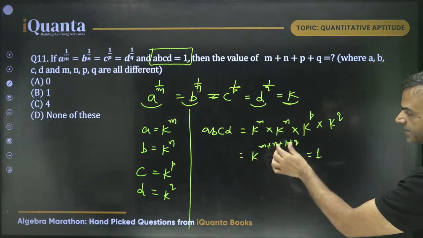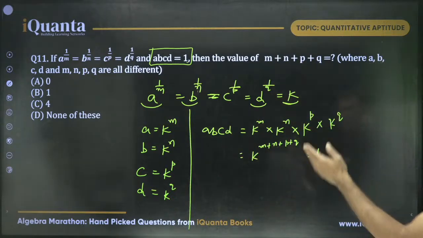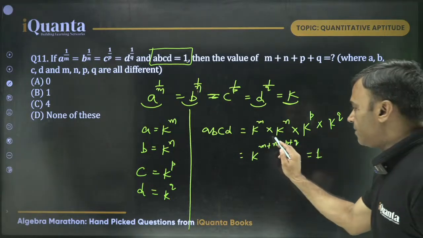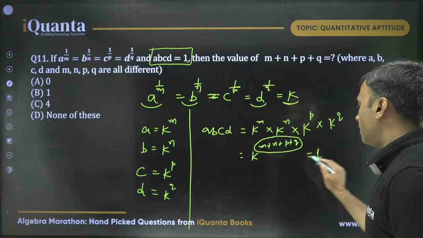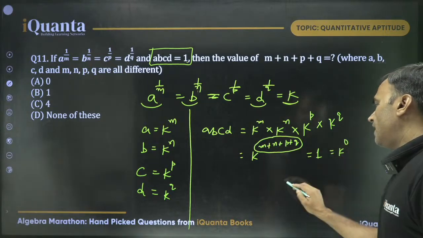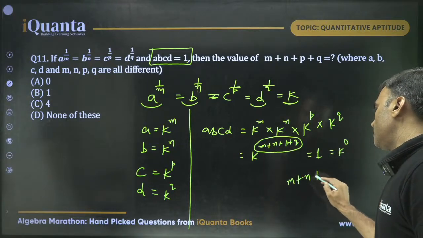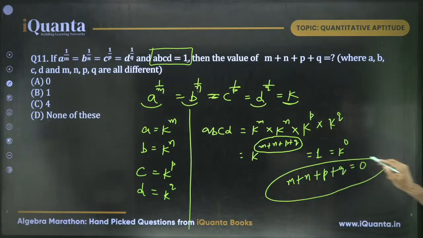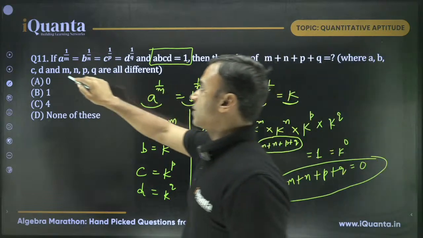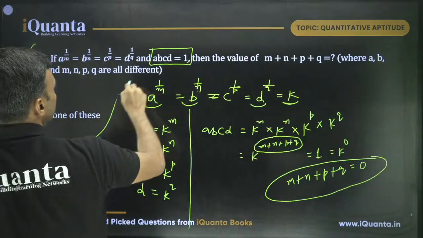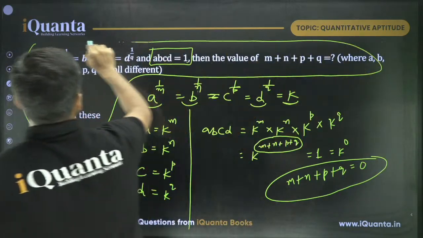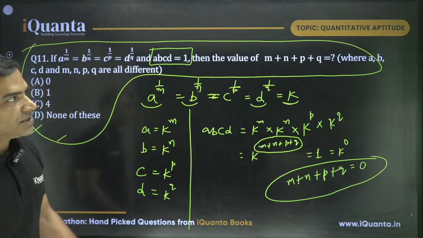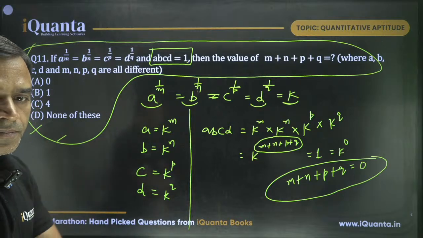So k to the power something is 1. Just now in one of the previous questions we saw, if a value to the power something is equal to 1, that means this power is equal to 0. So we have m plus n plus p plus q is equal to 0. So even if looks wise the question is a little difficult, it is actually an extremely easy question. Anyone who is not so good with math can still do this question.